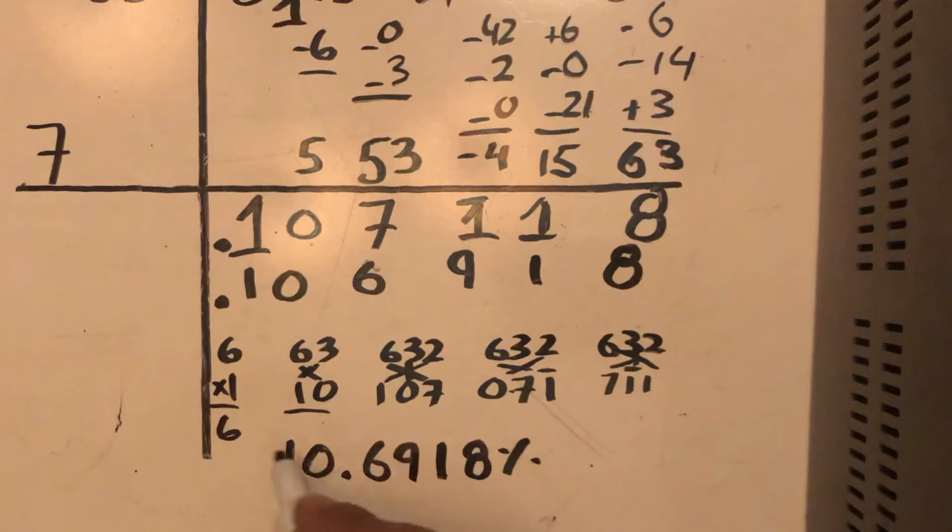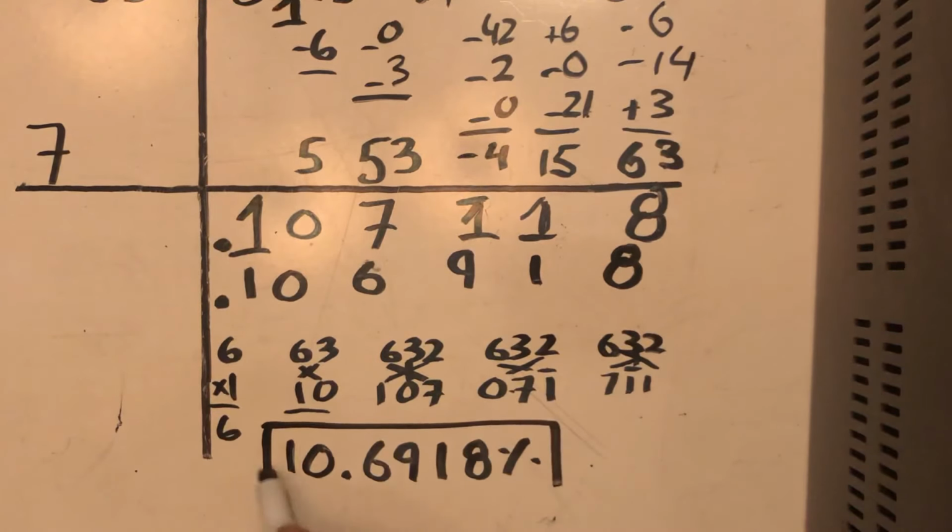10.6918%. That's the positivity rate for today, okay? In Arizona.